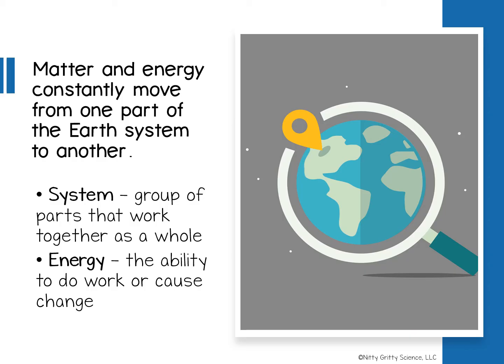Earth's interacting systems exchange matter and energy. These systems, or a group of parts that work together as a whole, contain matter. And matter constantly moves from one part of the Earth system to another. Energy also flows from one system to another and is defined by the ability to do work or cause change. For example, water from the ocean evaporates and enters the atmosphere. Later, that water precipitates onto land and washes salts into the ocean.